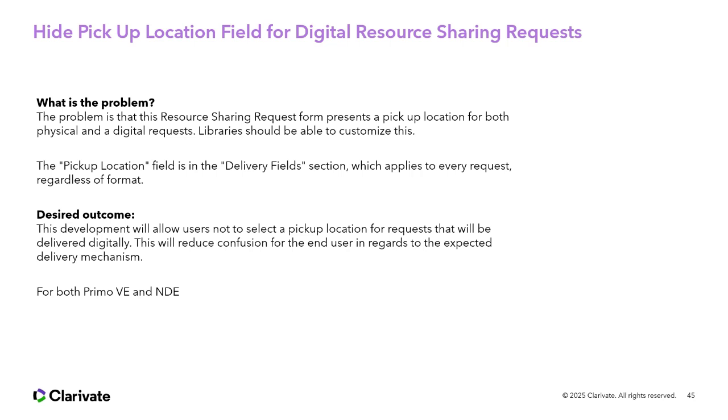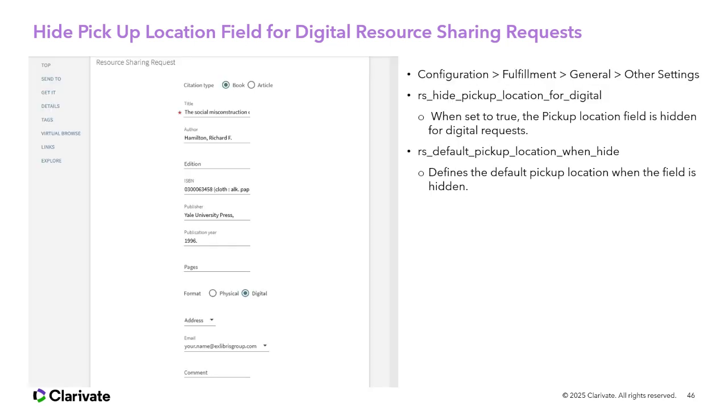So this now allows libraries to continue to present the pickup location on physical requests while hiding the pickup location for digital requests. So via configuration, fulfillment, general other settings, there is going to be a new parameter that, when set to true, the RS hide pickup location for digital will hide the pickup location for those digital requests. And then an additional parameter allows you as a library to define the default pickup location when this field is hidden, which is useful in cases where this digital request needs to be converted to a physical request.